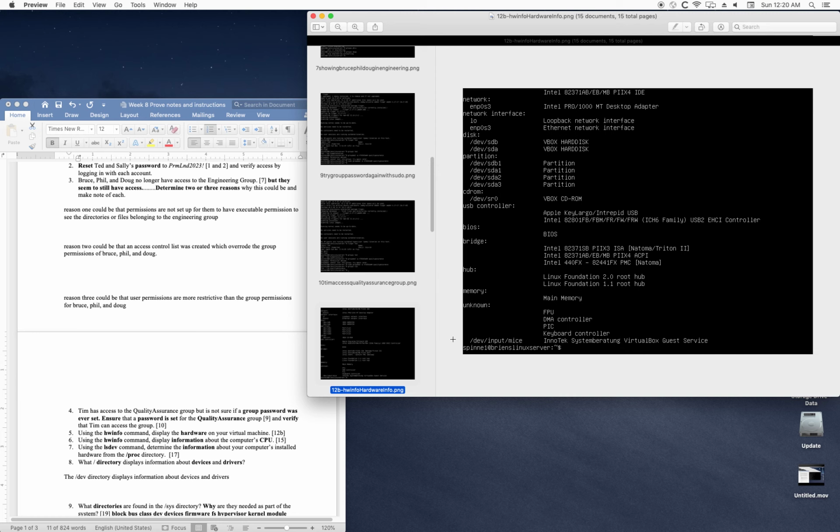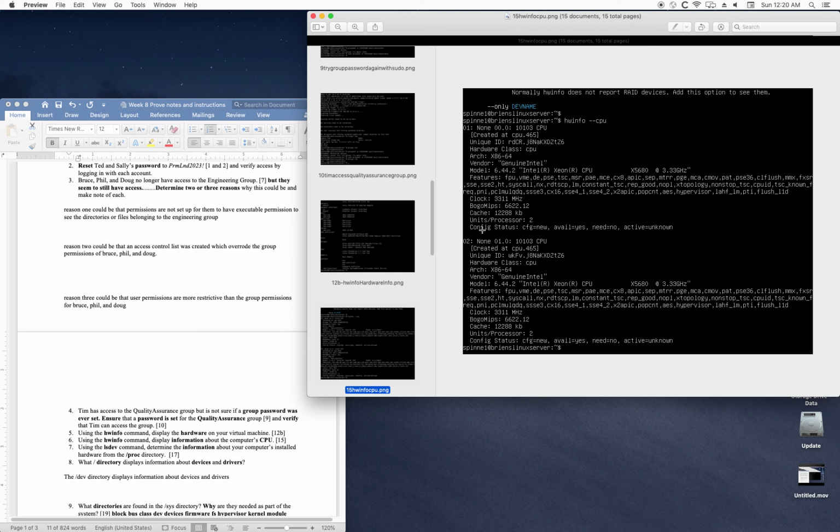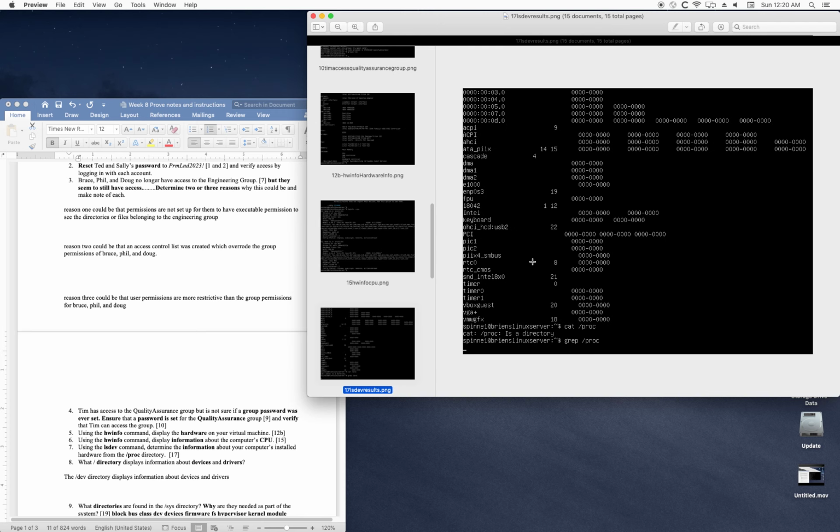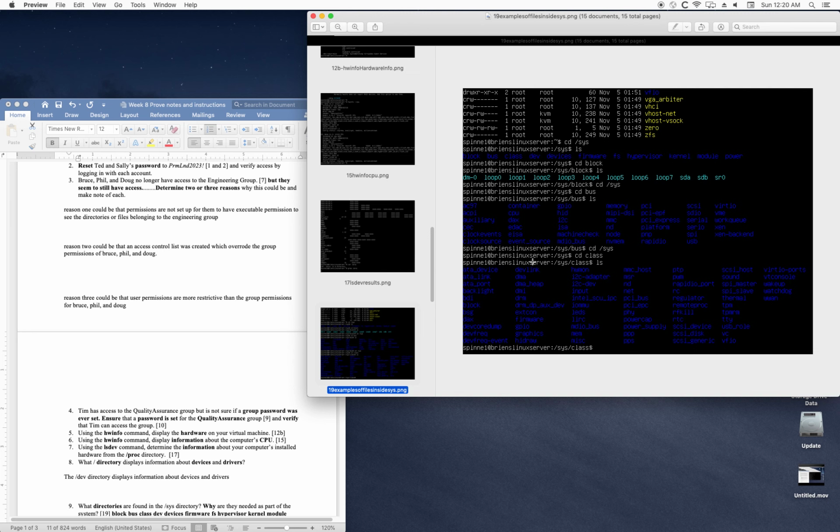Using hardware info, look at the hardware on your machine. There it is. And then the next one was the CPU, so hardware info CPU right there. And then you can see all the information. Next was ls dev. Determine the computer's information. There it is. What directory displays?